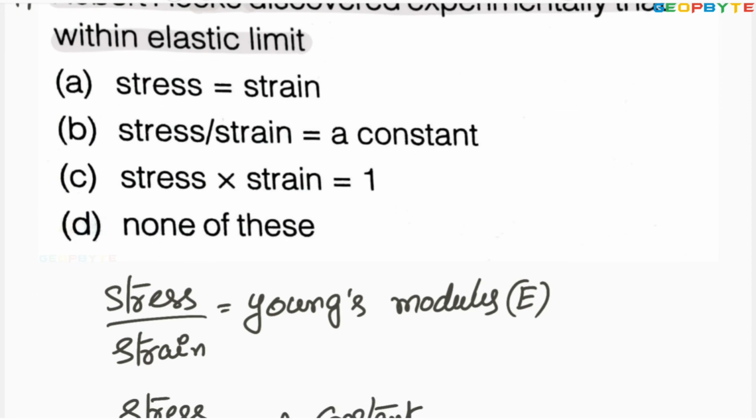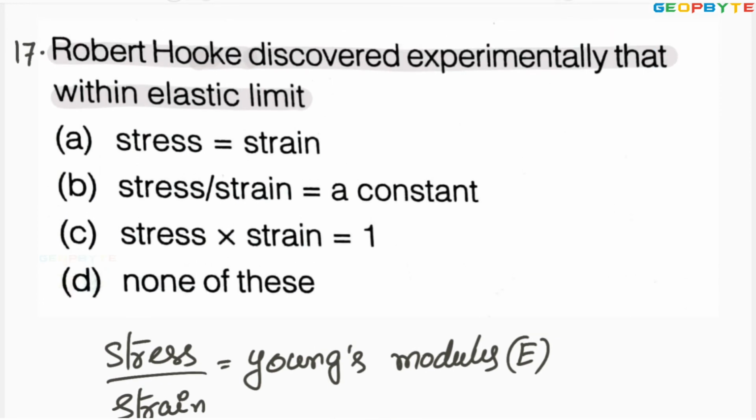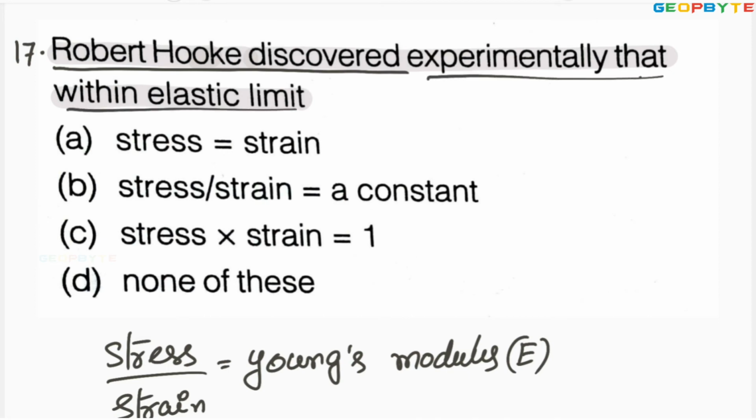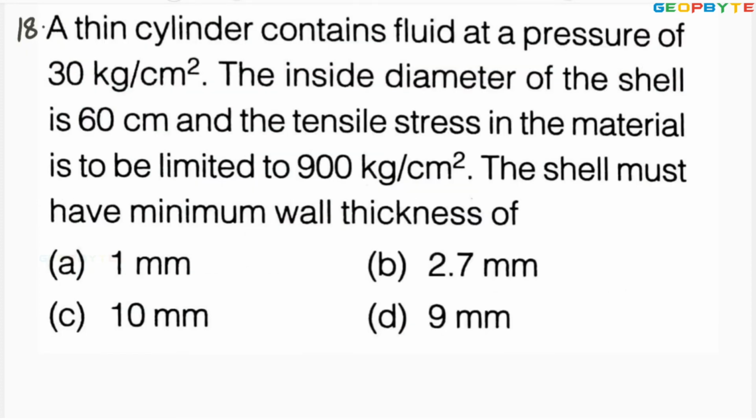Look at the problem. Robert Hooke discovered experimentally that within the elastic limit, the stress by strain is equal to a constant. That constant is called Young's modulus. Therefore, option B is absolutely correct. Let us take one more problem. Look at the 18th problem.